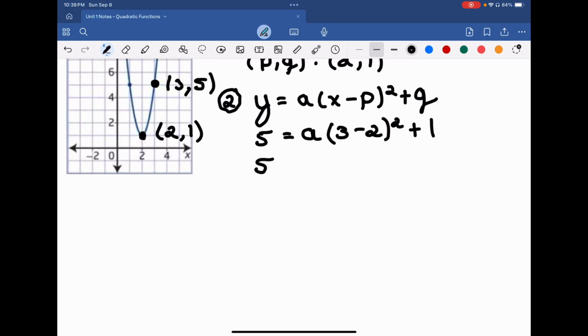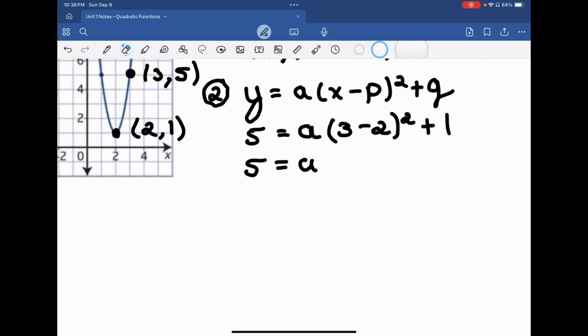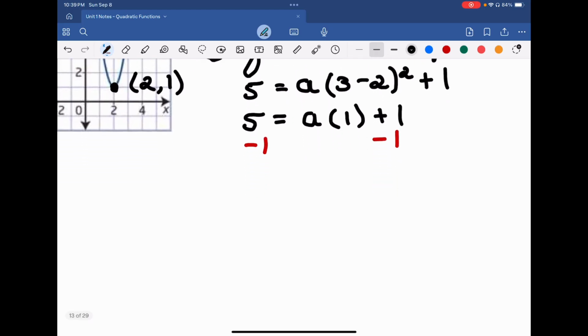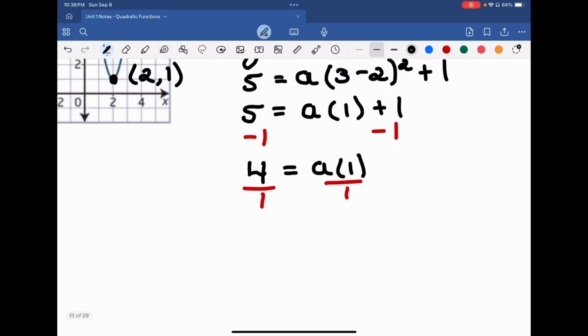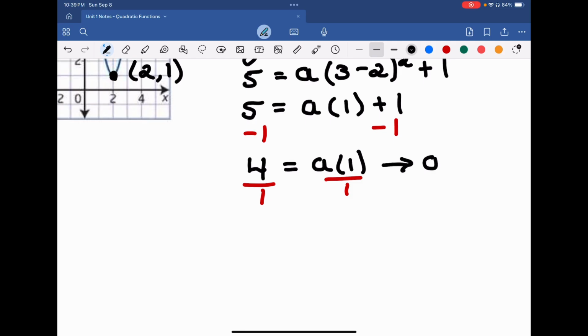Okay, let's simplify this. 5 is equal to a multiplied by, well, 3 minus 2 is just 1. 1 squared is simply 1. Before I can divide by that 1 or get rid of the 1 on the a, I'm going to subtract 1 from both sides. This is going to give me that 4 is equal to a times 1. And we know anytime we divide anything by 1, it just results in the number itself. And so we can say that our a value is equal to positive 4.